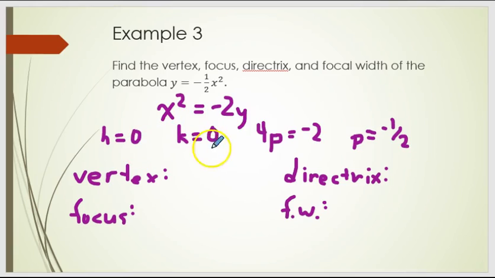So after getting all of our variables labeled, the vertex, the first thing we want to fill in, the h and k values are both 0 on this one. Then for the focus, my value is negative 1/2 on this one, and I'm going to be adding and subtracting that number from the y coordinate because p is touching y. So if I take the coordinate 0, 0, and I add a negative 1/2 to the y coordinate, 0 plus negative 1/2 is negative 1/2.